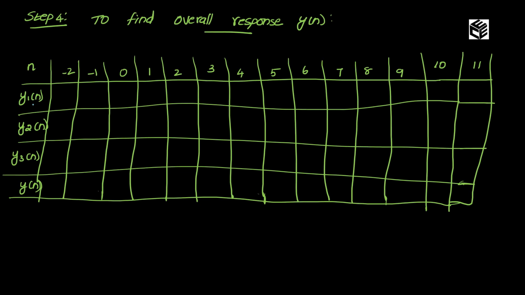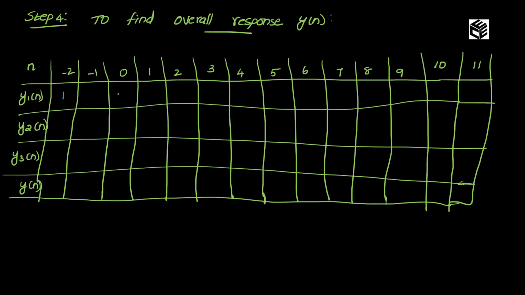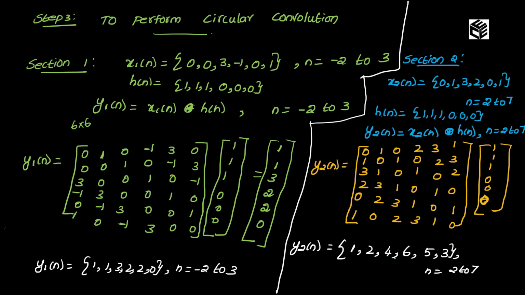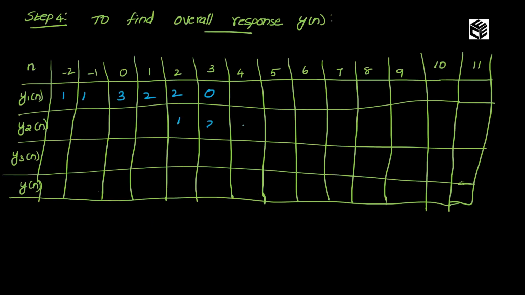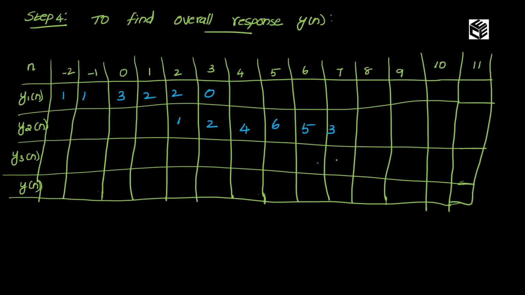And we got outputs as y1 of n, y2 of n and y3 of n at 3 sections. Correct? So I am going to represent all these outputs. What is y1 of n? y1 of n is 1, 1, 3, 2, 2, 0. Similarly, what is y2 of n? y2 of n is 1, 2, 4, 6, 5, 3, starting from 2. Now my y3 of n is 0, 1, 3, 4, 3, 1, starting from 6.